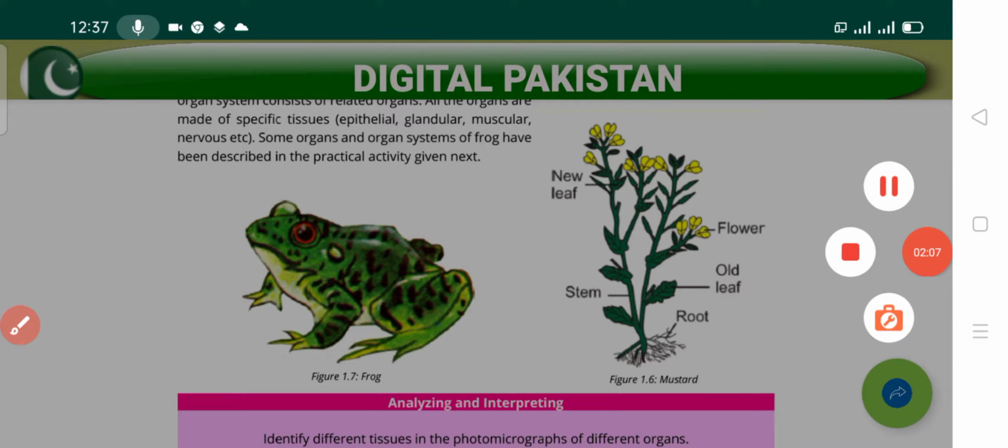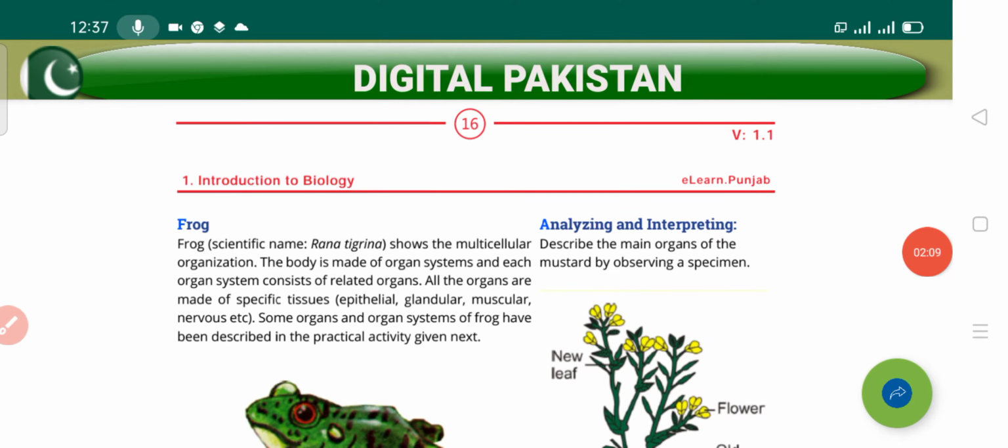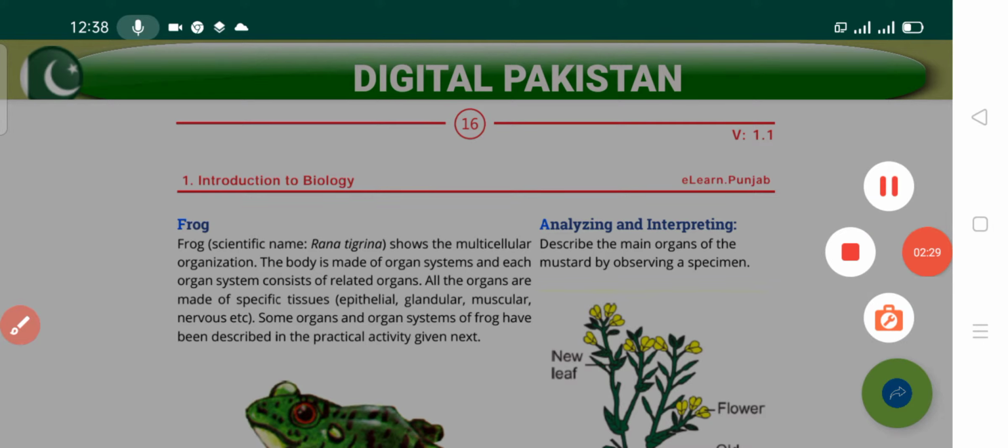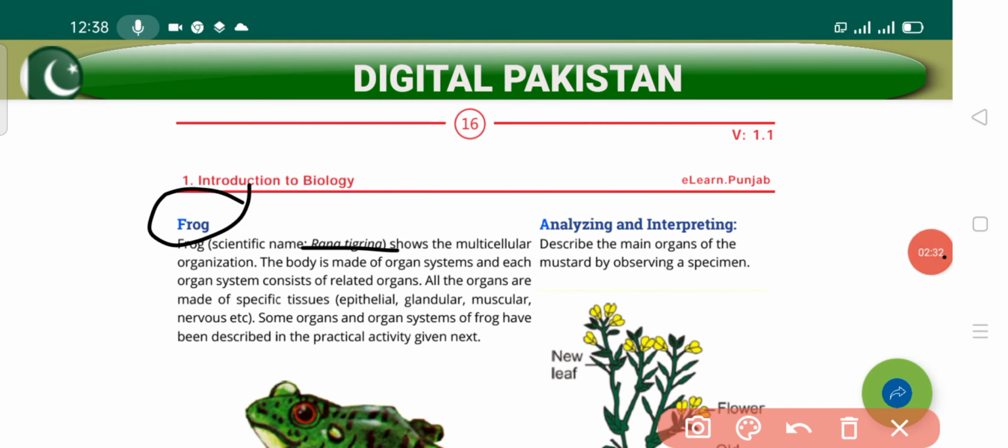Hope you understand. The next one which I want to discuss with you is the frog. The frog is also an example of the multicellular organization. The scientific name of the frog is Rana tigrina. The Rana tigrina is showing the multicellular organization. This means that every cell of the frog is performing a specific function.